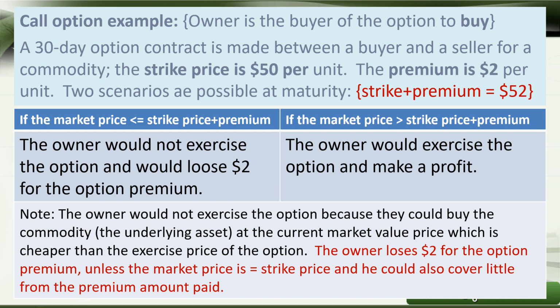The owner would not exercise the option because he could buy the commodity, the underlying asset, at the current market price in this case. He would not exercise it because the current market price is cheaper than the option price he has. Only the owner will lose $2 for the option premium.